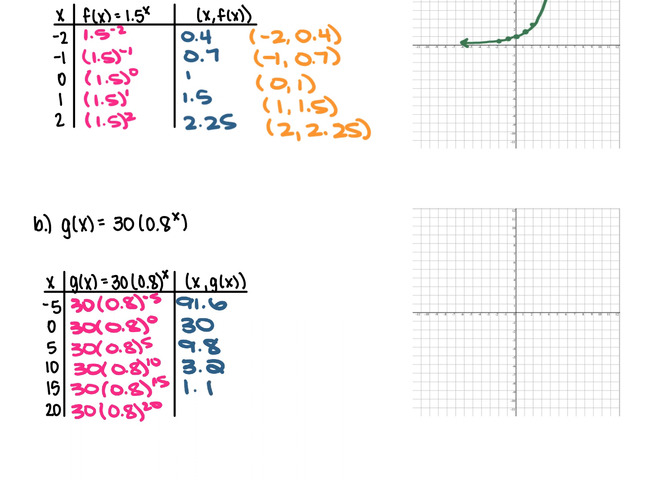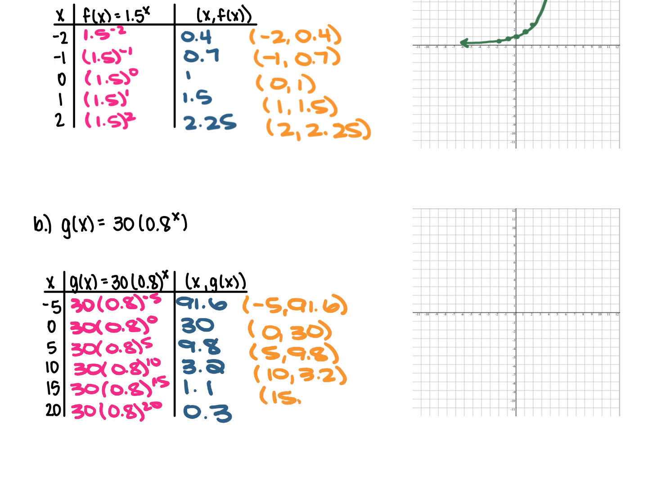And 30 times 0.8 to the power of 20 gives you 0.345, so 0.3. So this gives you ordered pairs of -5, 91.6, 0, 30, 5, 9.8, 10, 3.2, 15, 1.1, and 20, 0.3.